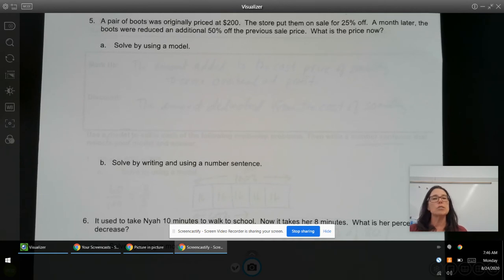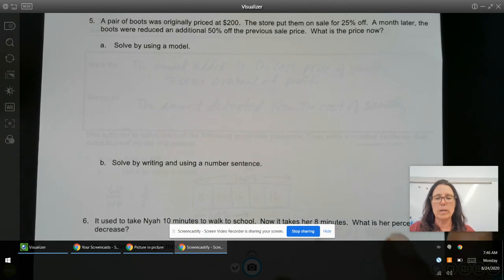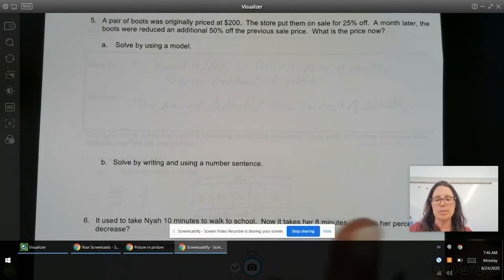Here's the difference. You're first finding the 25% off of that $200. And then with that new sale price, you're then taking 50% off. That 50% off at the end does not apply to the original cost of the $200. It applies to the new sale price. So it's kind of like a two-part thing. All right, so we need to think about 25% offs.